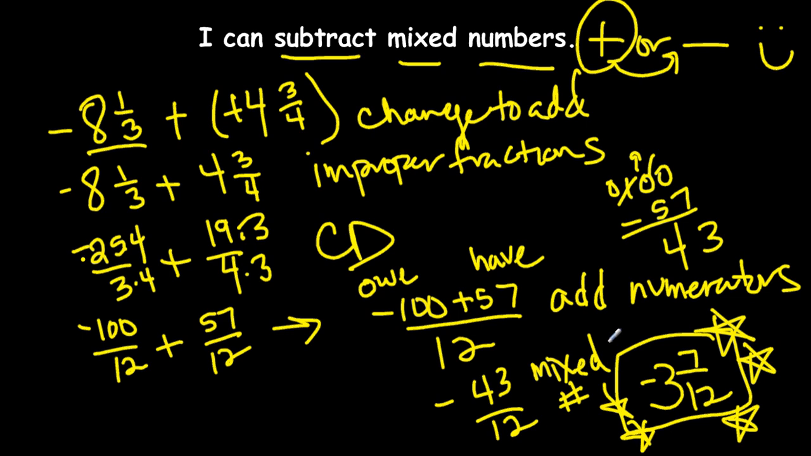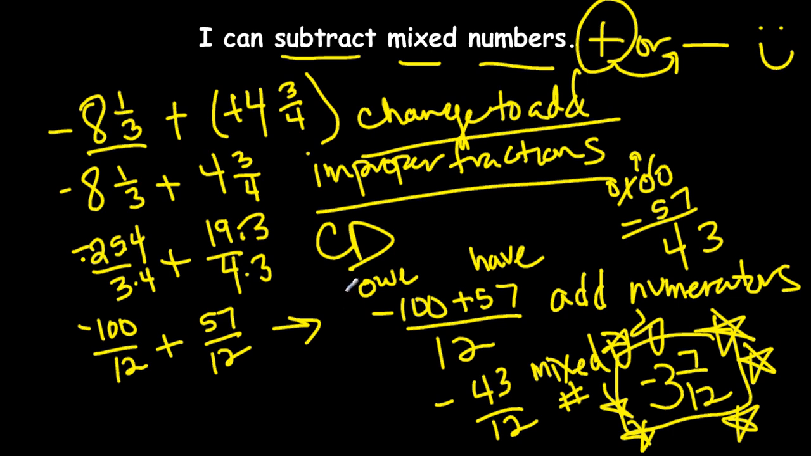You know, it's action-packed. You got to do a lot of things when you add mixed numbers, but you can get there. It's all stuff you've done before. So we change it to an addition problem. We change them to improper fractions. We use a common denominator. We add our numerators. We keep our denominator the same once we have that common one, and then we change it back to a mixed number. And that, my friends, is how you subtract mixed numbers.